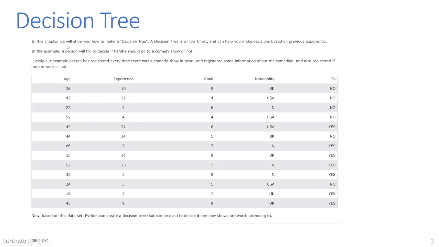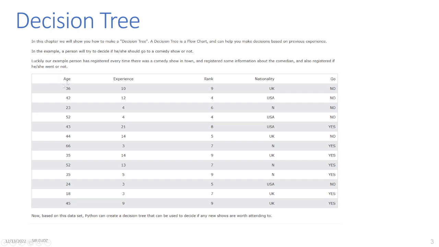Now in this video, we'll show you how to make a decision tree. A decision tree is a flowchart and can help you make decisions based on previous experience. In the example, a person will try to decide if he or she should go to a comedy show or not. Luckily, our example person has registered every time there was a comedy show in town and registered some information about the comedian, and also registered if she went or not.